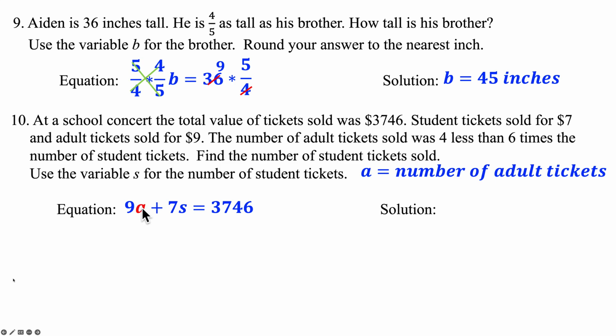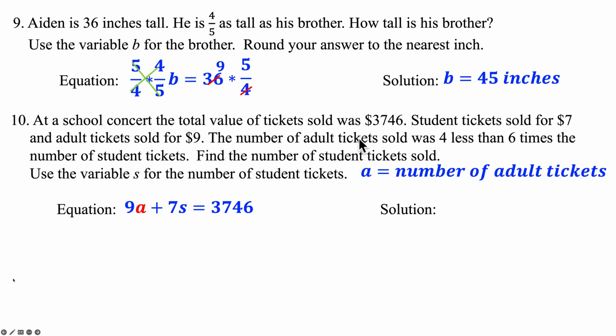So the A, this is the one I introduced. So I'm going to keep it here because it said find the number of student tickets sold. I don't want A in the equation because we're supposed to solve for student tickets, S. So that means there has to be another relationship, and that's this sentence.